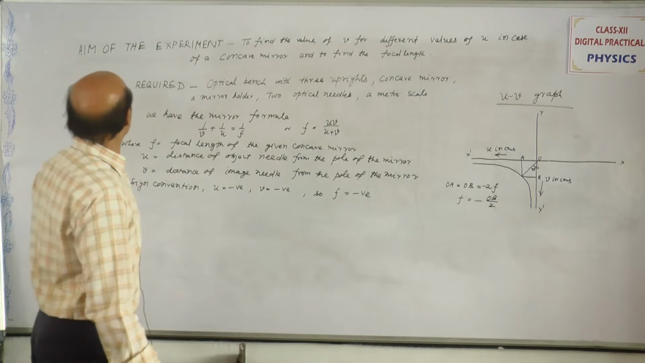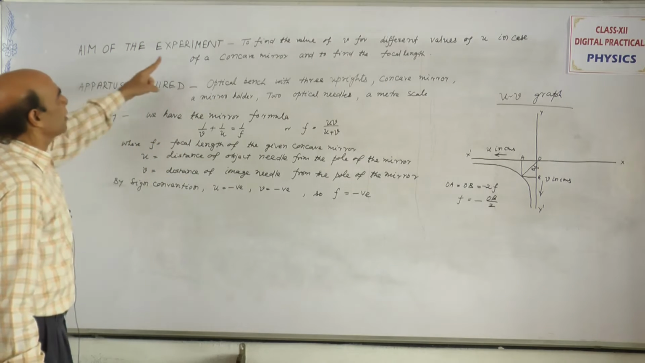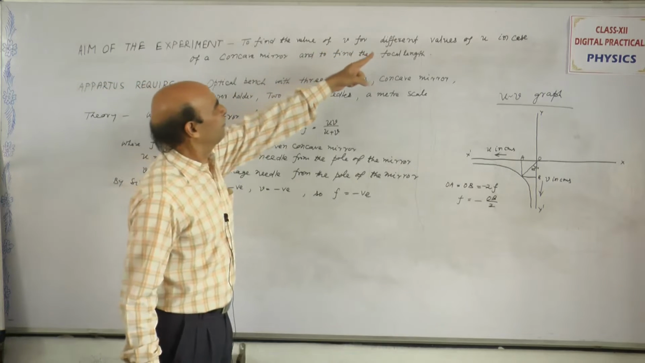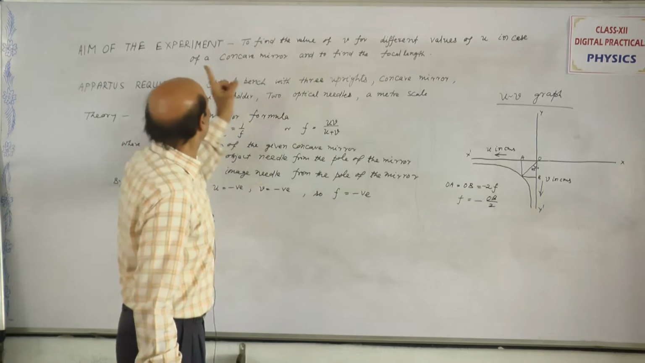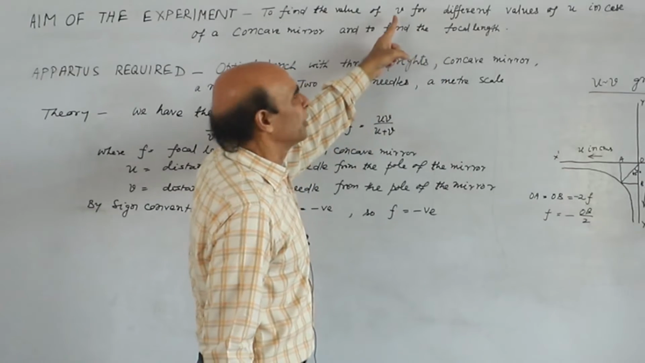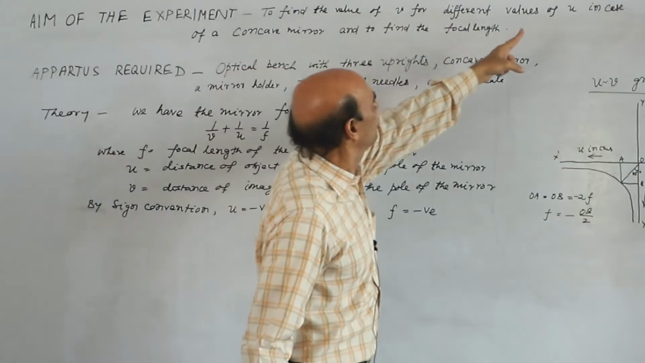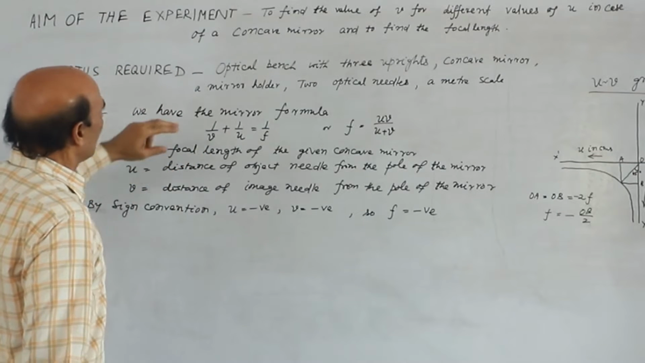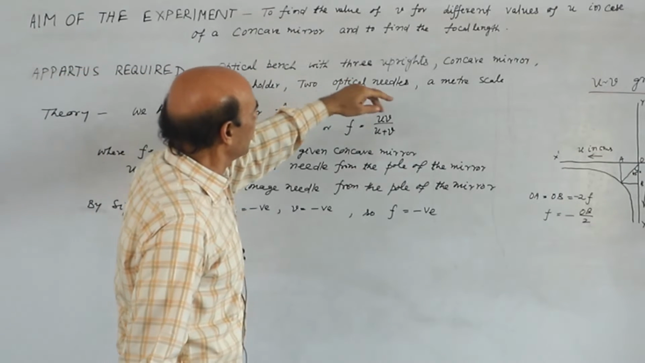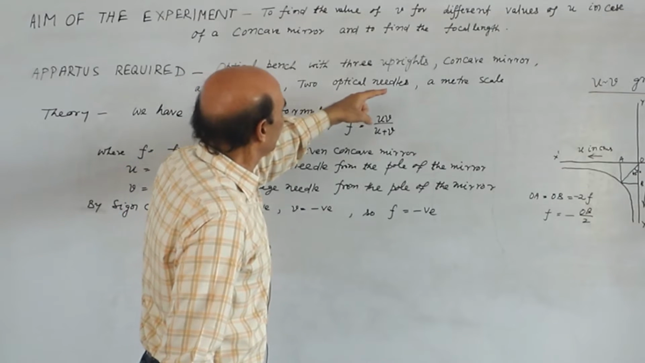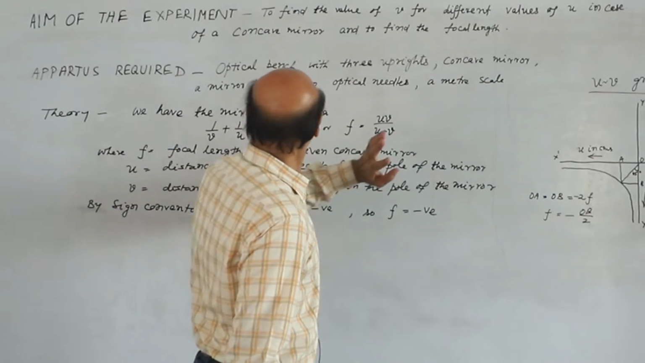Now we will go to the next experiment. The aim of the experiment is to find the value of V for different values of U in case of a concave mirror and to find the focal length. V means image distance, U means object distance. The apparatus required here are an optical bench, 3 uprights, a concave mirror, a mirror holder, 2 optical needles, and an index needle.